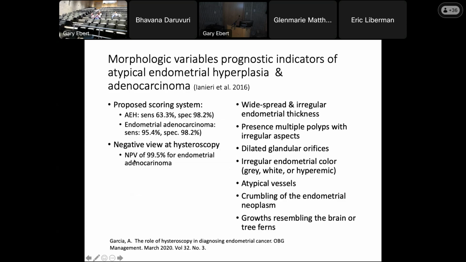They found a negative predictive value of 99.5% when you meet the criteria that I explained above: having a thin, homogeneous appearing uterus, being able to visualize the entire cavity, and not having any lesions. You can see that the sensitivity for finding endometrial adenocarcinoma by using these criteria was 95% sensitive and 98% specific. Again, these are some of the criteria they use in their scoring system.